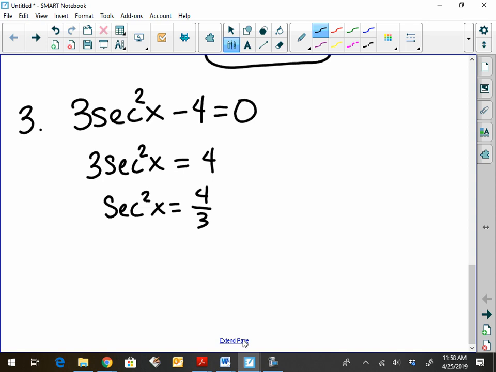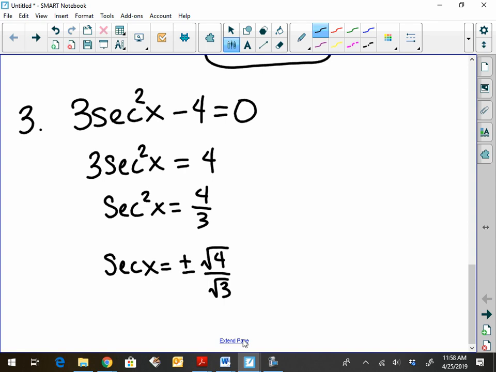Then we'll take our square root of both sides. Remember, when we take our square root, we have to add the plus or minus out front. And now I'm going to do a couple steps in here. So the square root, I'll show them, but I'll erase them. So we'll do the square root of 4 over the square root of 3.